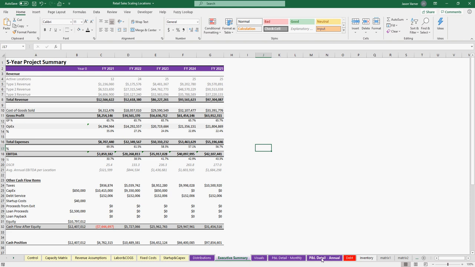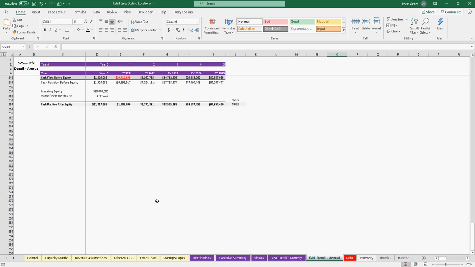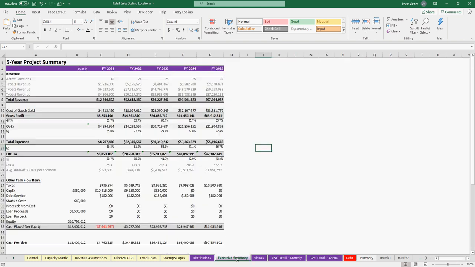Executive summary is just to show a high level performance result. Instead of looking at the P&L detail and having to go through all this stuff, you might just want to see revenue and expenses. So here you can see revenue, cost of goods sold, gross profit, EBITDA, all right here.